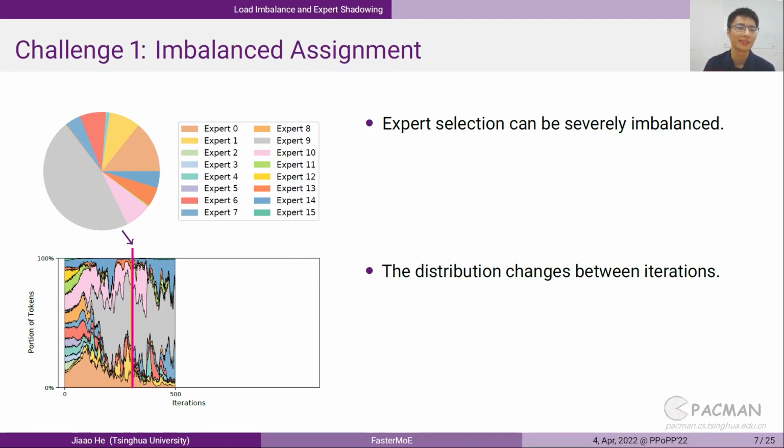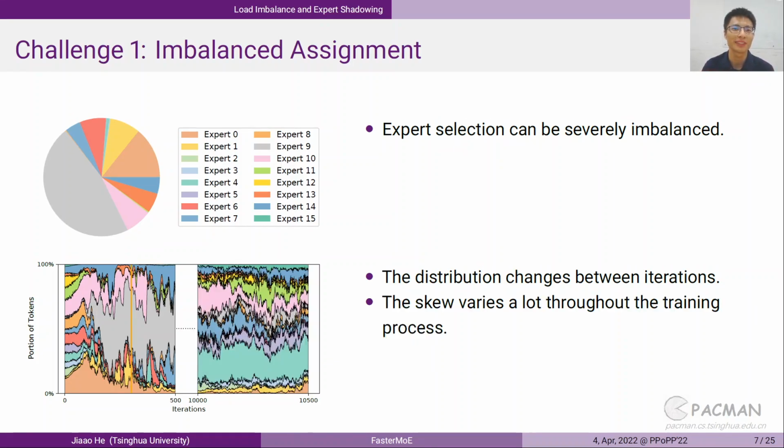And this is only the situation in one iteration of the first 500 iterations. We can observe that the distribution changes very fast between iterations. To make it even worse, after 10,000 iterations, the situation is totally different. Some experts become more popular while others become unpopular. So the skew varies throughout the training process and it is highly dynamic.